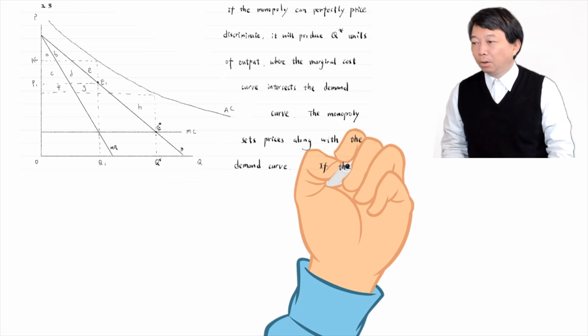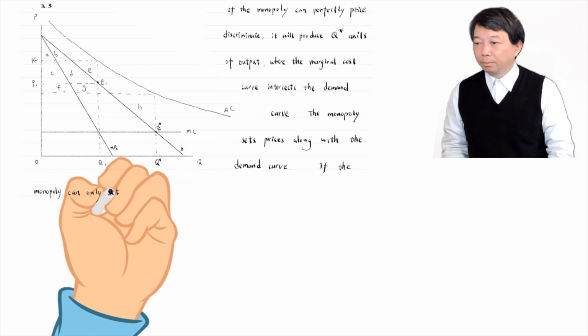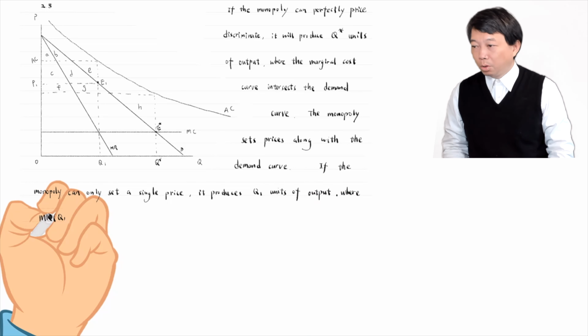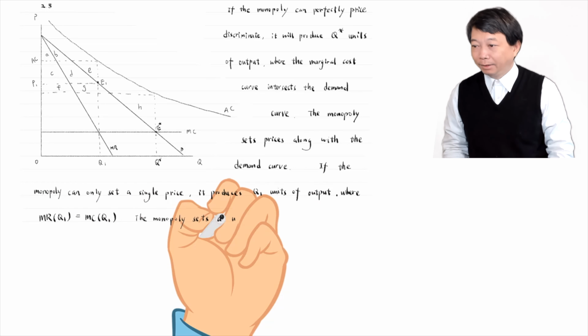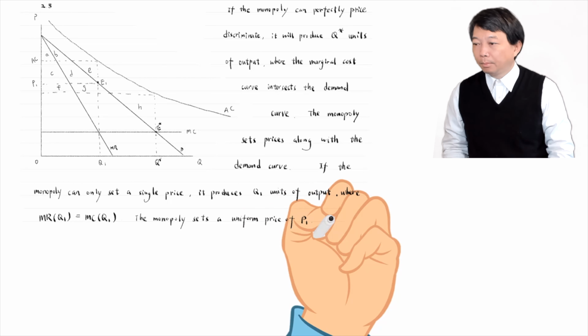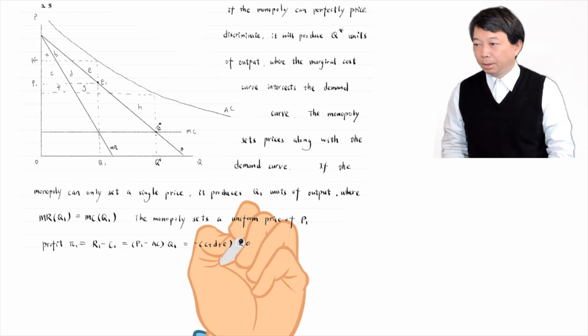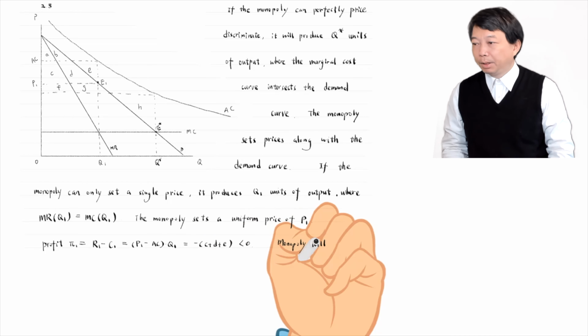If the monopoly can only set a single price, it produces Q1 units of output, where the marginal cost equals the marginal revenue at that output. The monopoly sets a uniform price of P1. The profit equals revenue minus cost. It equals P1 minus AC, times Q1. It might be negative, as in this graph. The monopoly will shut down.